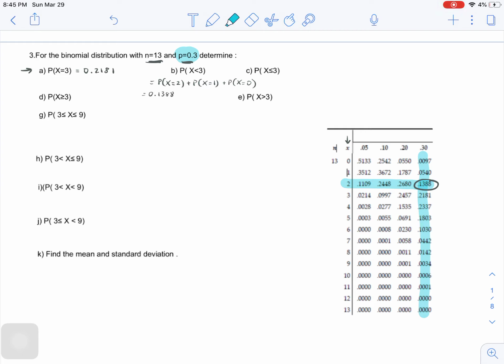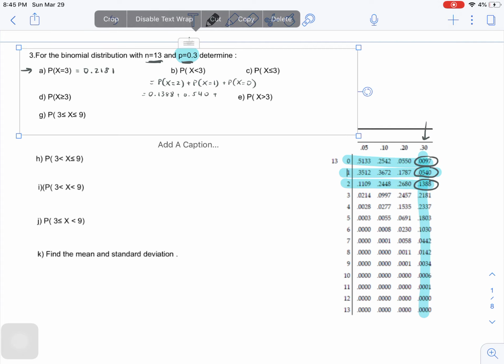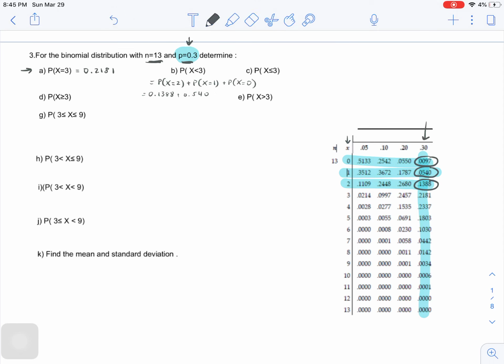And then the probability that x is 1 is this value here, 0.0540. Again, the reason I'm looking at this column is because I know that p equals 0.3. That was given to me. So then the probability that x is 0 is 0.0097. Oops, running out of space here. Plus 0.0097. So I plug all that into my calculator and I add those up, and I should get 0.2025.